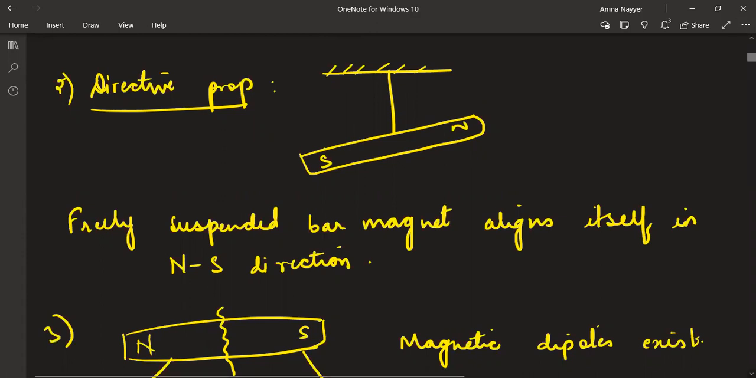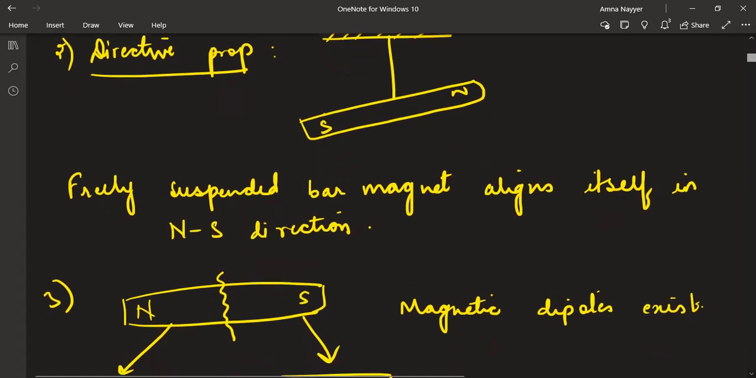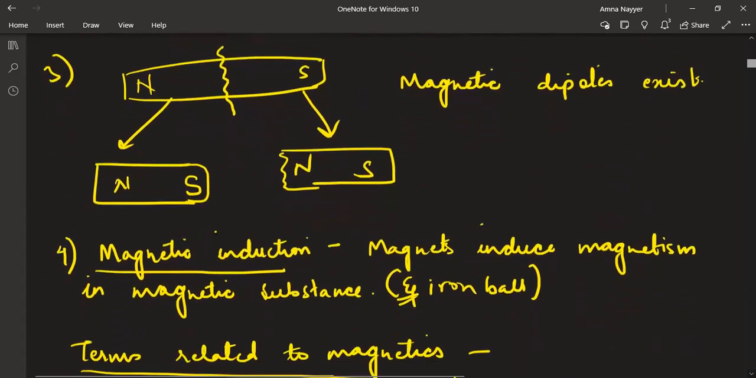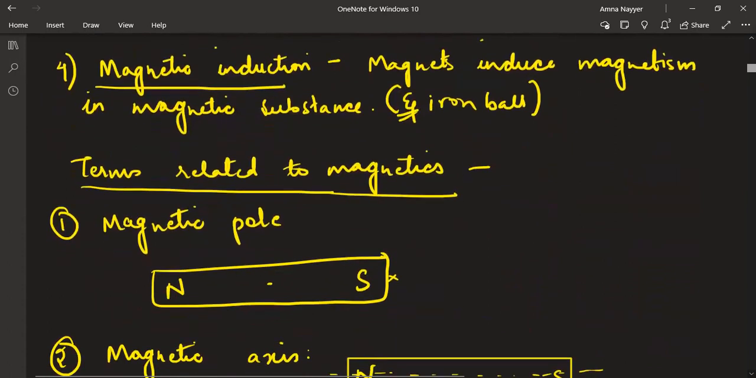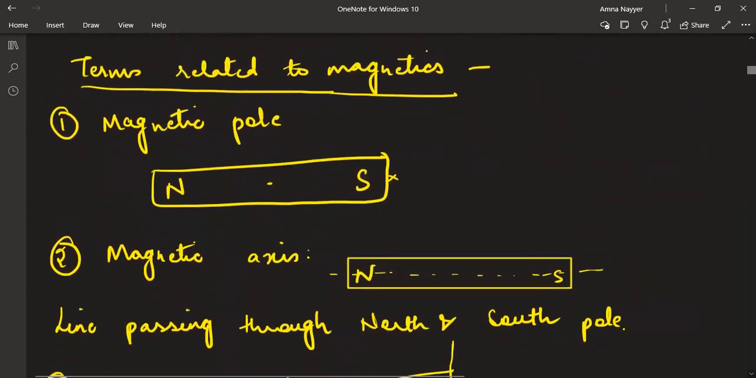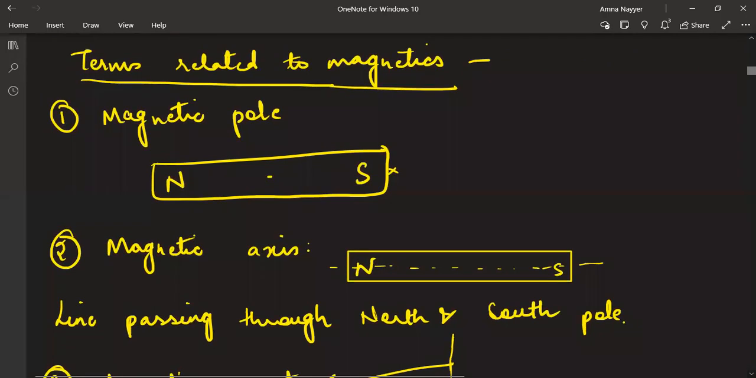And if you cut the magnet, both the polarities will develop. That indicates that monopoles do not exist. And magnetic induction means that it will be able to induce magnetism. Like if an iron ball is kept, then after rubbing a magnet with the iron ball, you will notice that the iron ball has certain magnetic properties.